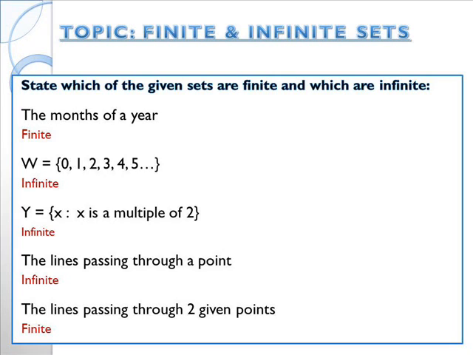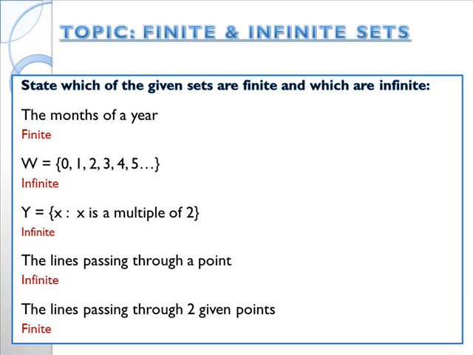Then we have W equal to {0, 1, 2, 3, 4, 5, ...}. Well, this is a set of all the whole numbers, and the dots at the end indicate that the set is continuing. So it is an infinite set. Then we have Y equal to {x such that x is a multiple of 2}. Well, there is no limit on the multiples of a number, so it is an infinite set.